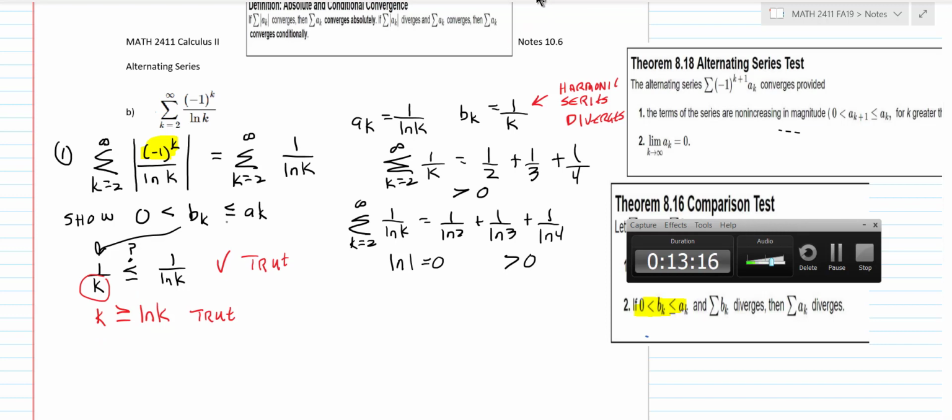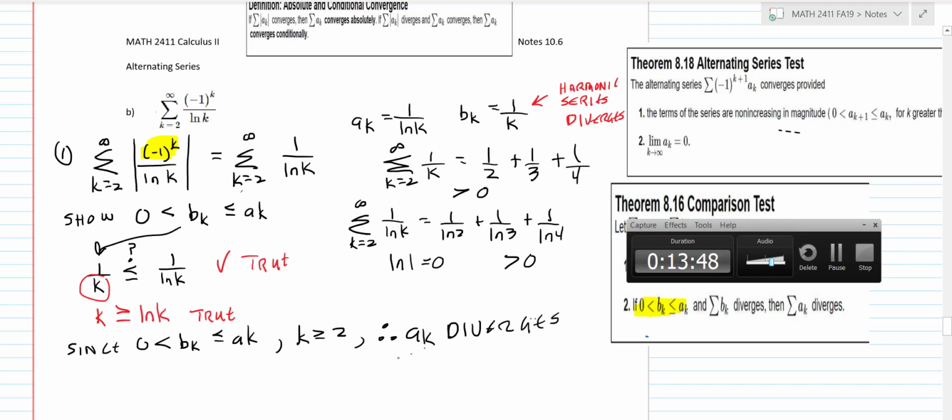So what that means is, since we just showed that 0 is less than b sub k, which is less than or equal to a sub k, and remember, we're only worried about k being greater than or equal to 2, that might not always be true for k less than 2. All right, so we got that. Therefore, that series a sub k is going to diverge by the comparison test. So that takes care of step 1.